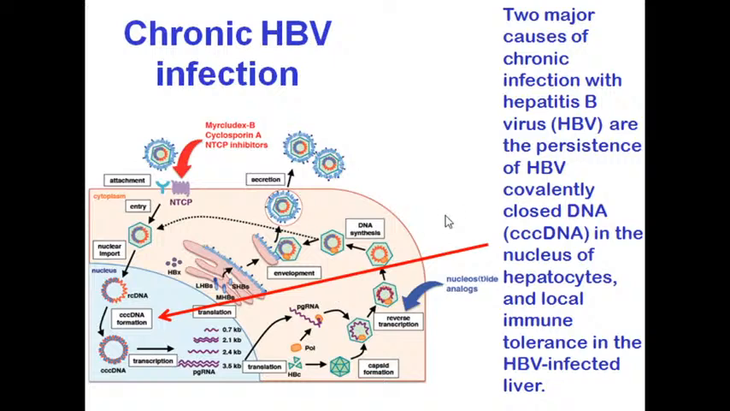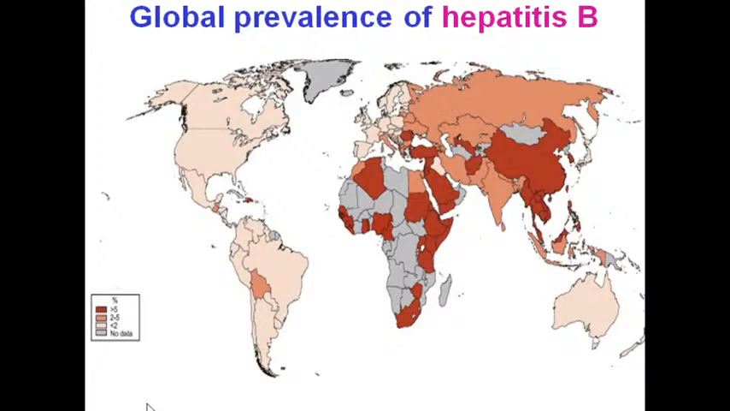Two major causes of the chronic infection with the hepatitis B virus are the persistence of the virus as a result of cccDNA development in the nucleus, and also the local immune tolerance in the hepatitis B infected liver. These are very important major causes of chronic infection.